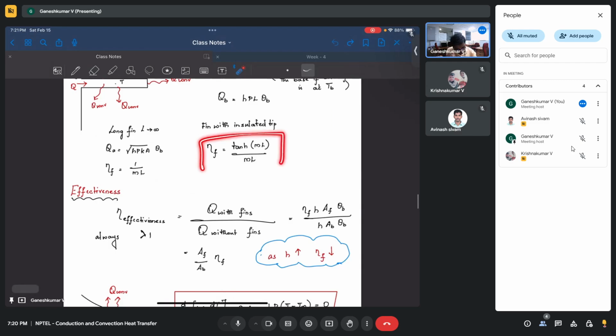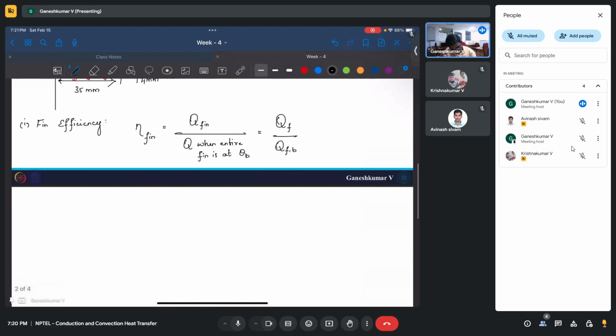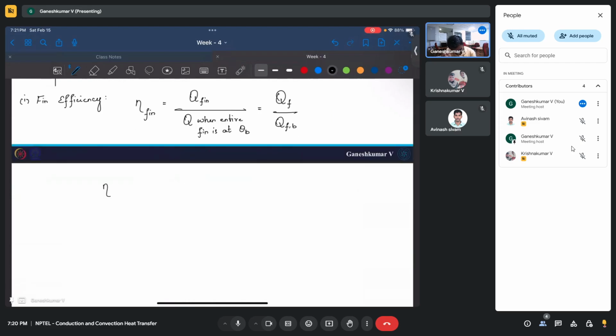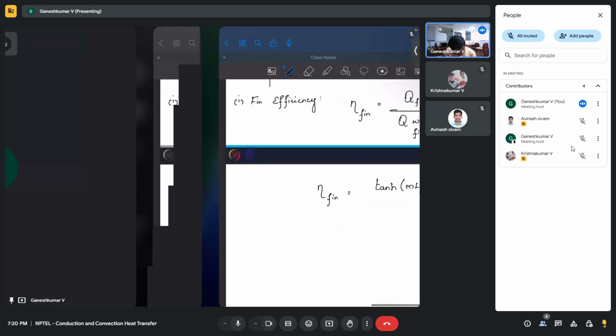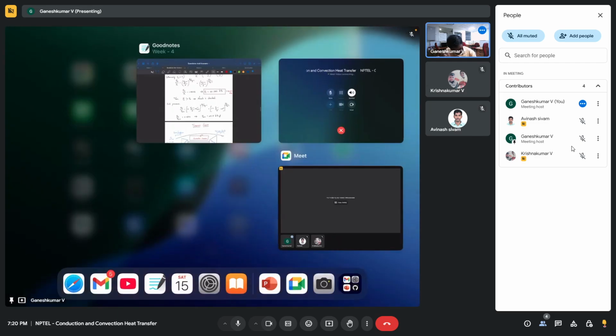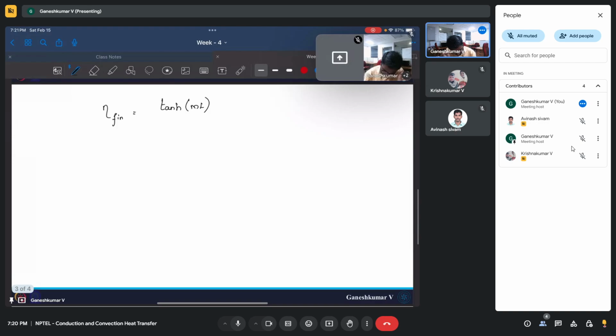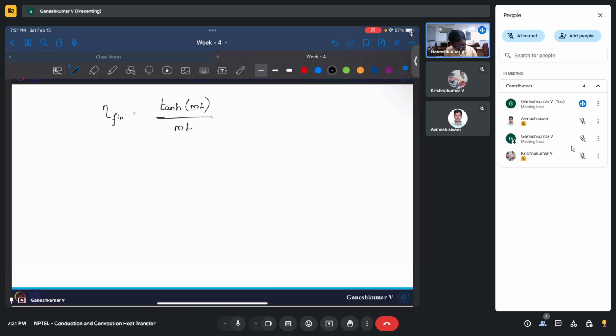So this we didn't explicitly derive in the class, but professor wrote it on the board if you paid attention. Okay, so we can use that information. What is it? Efficiency of fin is nothing but tanh ML divided by m times L. Okay, so we already know what m and L are. m is nothing but square root of hP by kA, and P is the perimeter, A is the area of cross section of the fin.